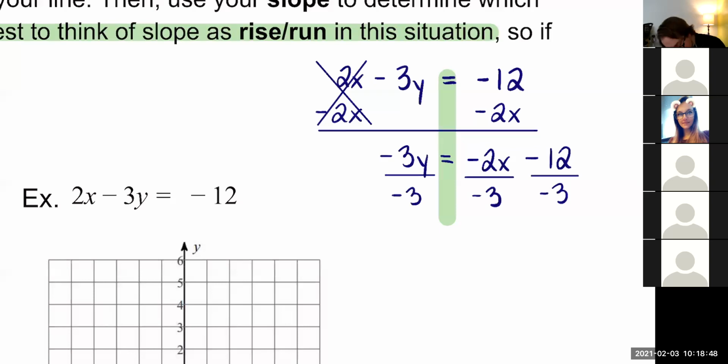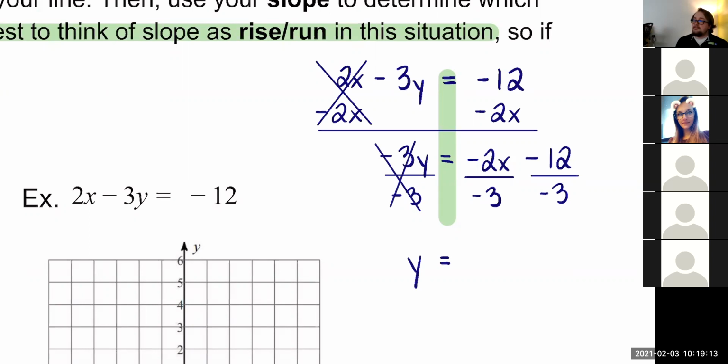So on the left, negative 3 divided by negative 3 is positive 1, which leaves me with y by itself. On the right, there are two separate divisions here. Don't try to do them all at once. Just be careful. Does negative 2 divided by negative 3 simplify? Yes. In what way?